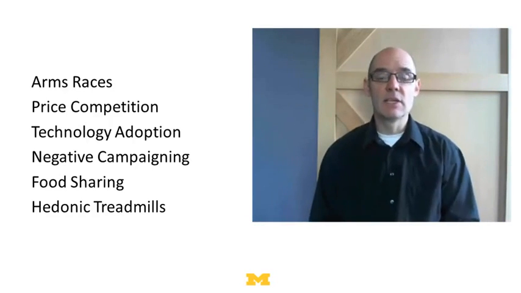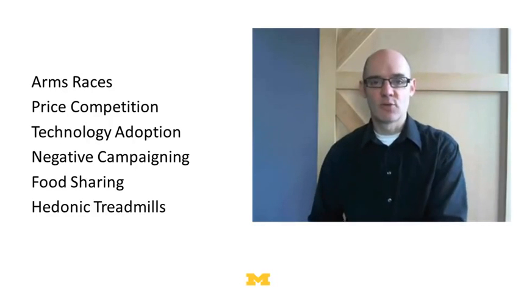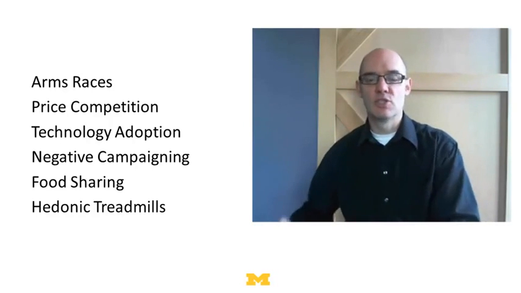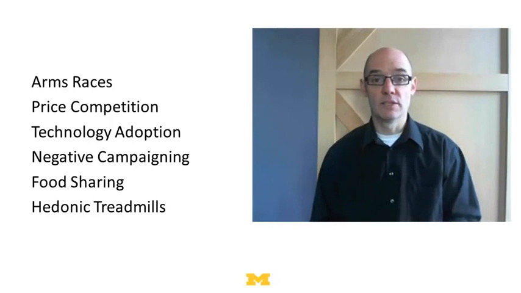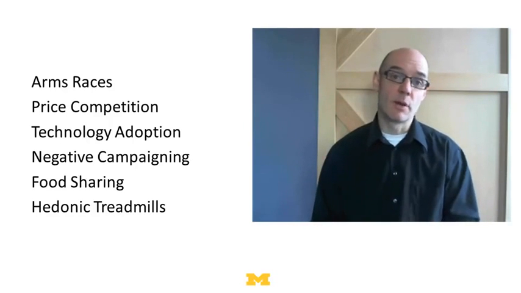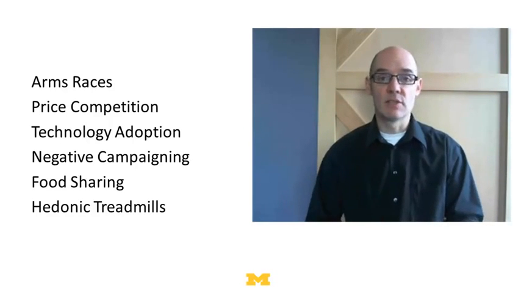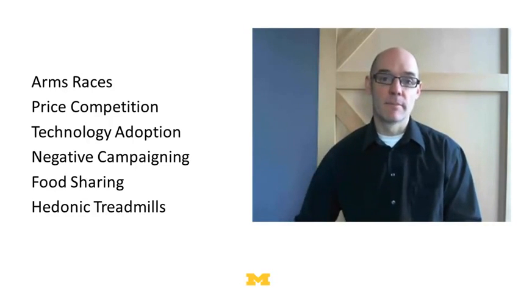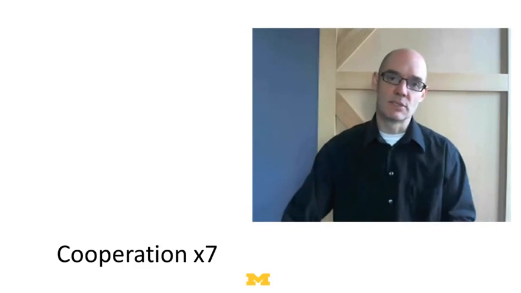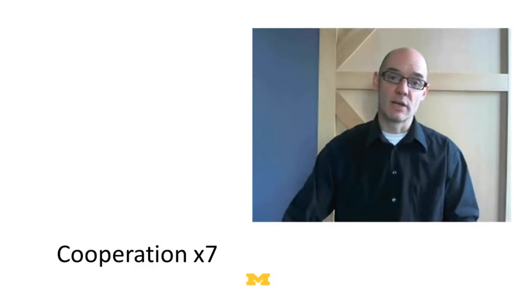And then finally, it even includes things like hedonic treadmills, where I buy something just to keep up with my neighbor. In all these situations, what we get is that collectively we'd be better off if we cooperate, but individually we have these incentives to deviate. That creates the dilemma. Now, after we study the prisoner's dilemma, we're going to talk about how do you overcome it? How do you get cooperation?